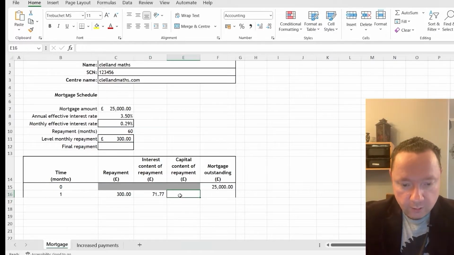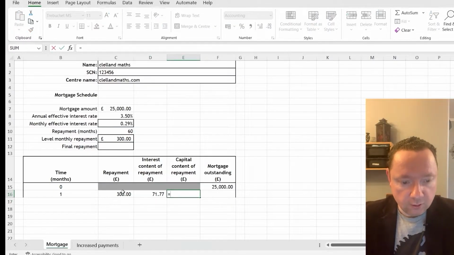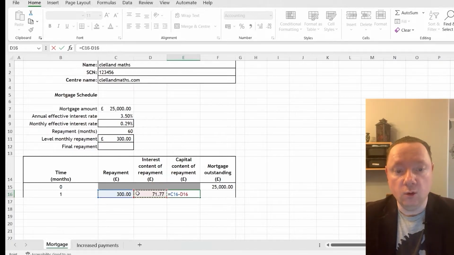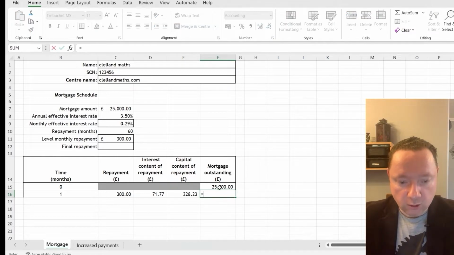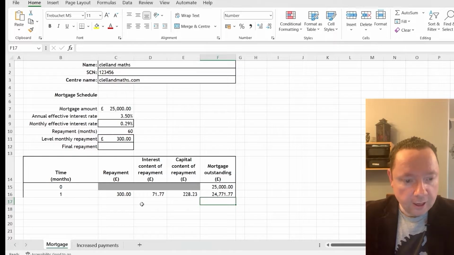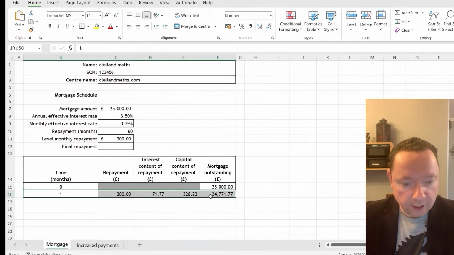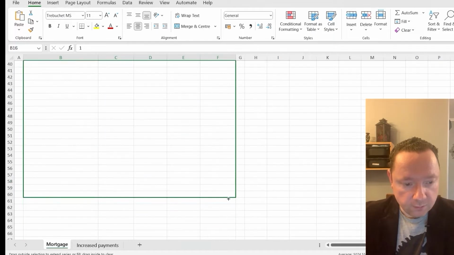Capital content of repayment, well that's just repayment minus interest, they're in the boxes, so no dollars. And mortgage outstanding just equals mortgage outstanding minus capital. And how many payments? 60. So now we can just copy that down for 60 months.